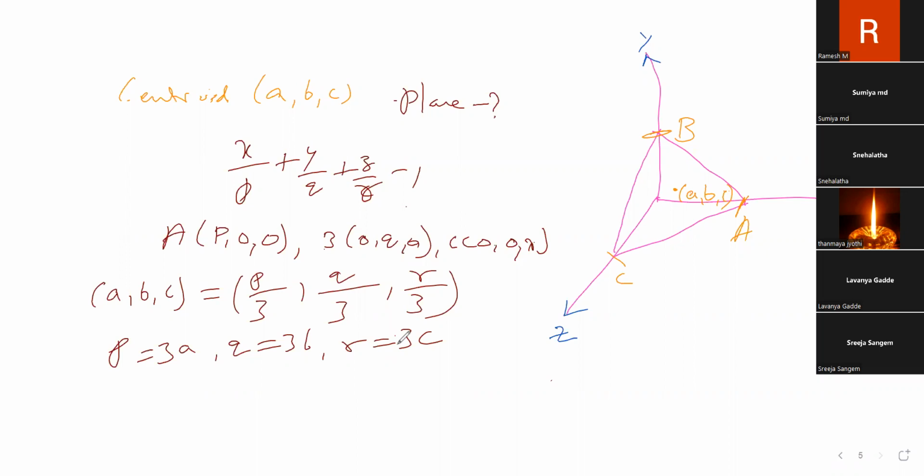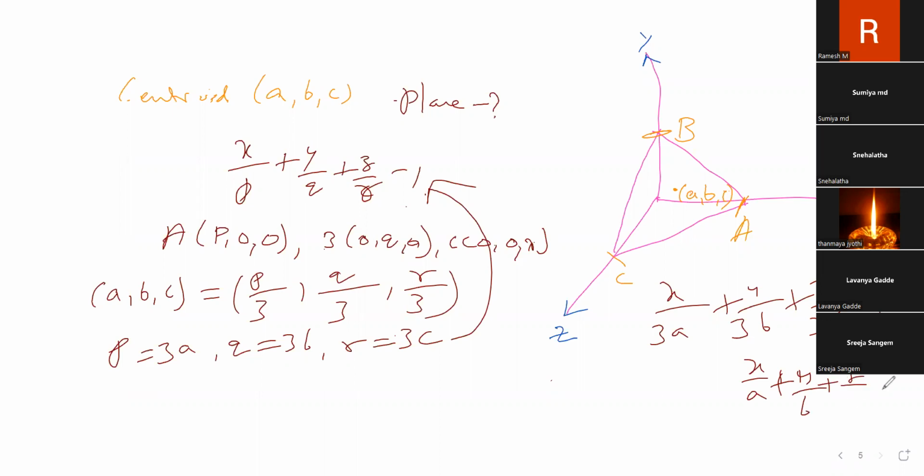If you substitute the PQR values in this equation, which is x by 3A plus y by 3B plus z by 3C equals to 1, which is nothing but what? Right? And what is your plane equation now? x by A plus y by B plus z by C equals to 3. So this is the equation of the plane when the problem is given like this.